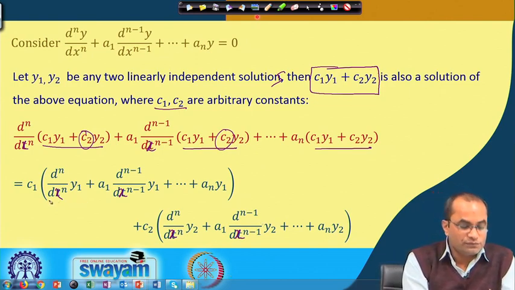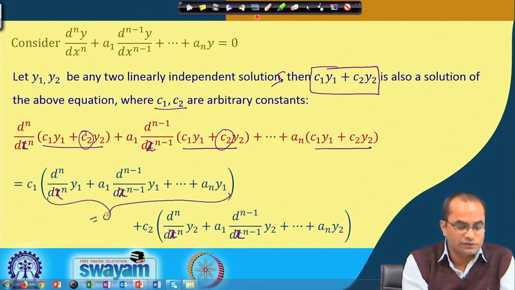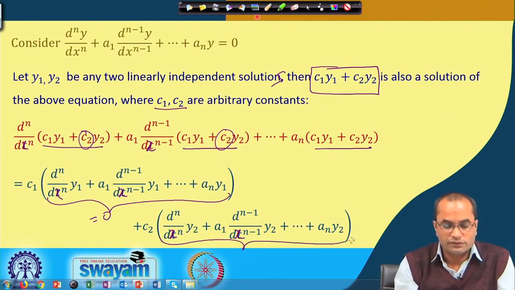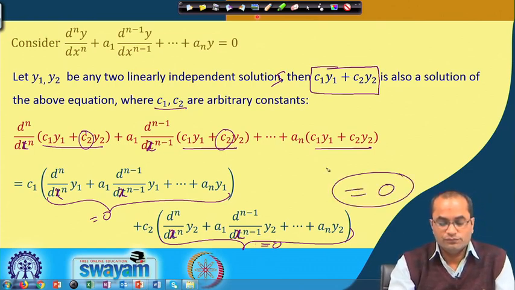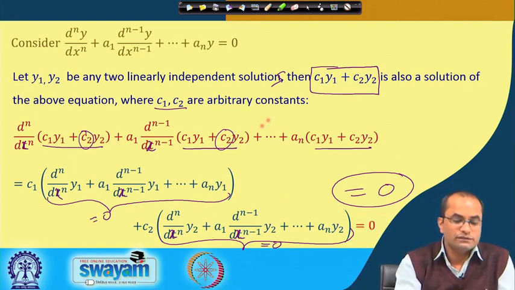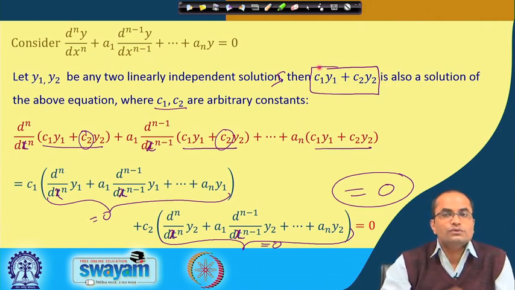And then what we will observe is, because y1 is the solution of this homogeneous equation, this will be 0, and y2 is the solution of this homogeneous equation, so this will also be 0, and c1 into 0 plus c2 into 0 will be 0. So, this satisfies the given differential equation. Hence, c1 y1 plus c2 y2 is also a solution of the above differential equation.